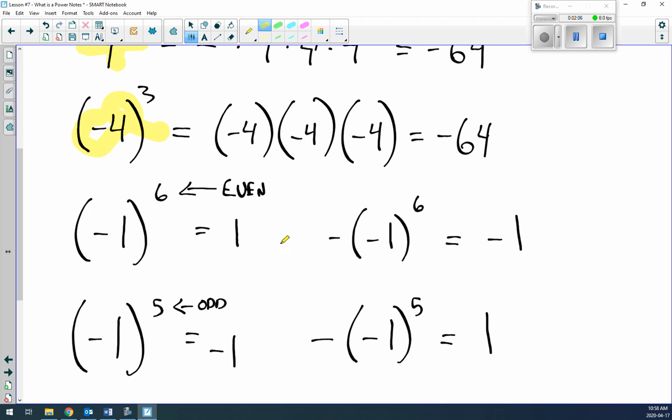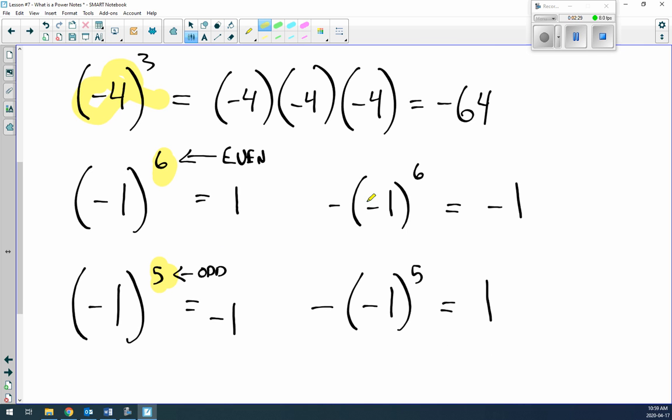So if we have negative 1, and we have an even number up here, like 2, 4, 6, 8, 10, 12, our answer is going to be positive. If we have negative 1 in here and our number up here is odd, right? So like 3, 5, 7, it's going to be negative 1. So I could give you a question like negative 1 to the 200th, and you would know right away that it's a positive 1 because that's an even number.